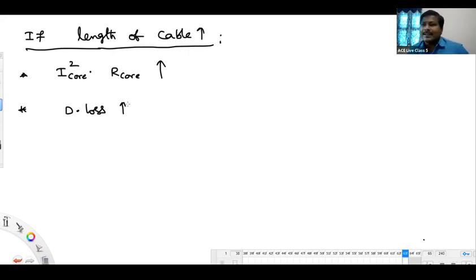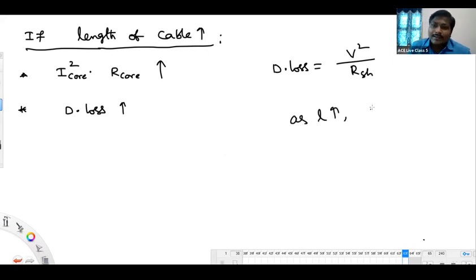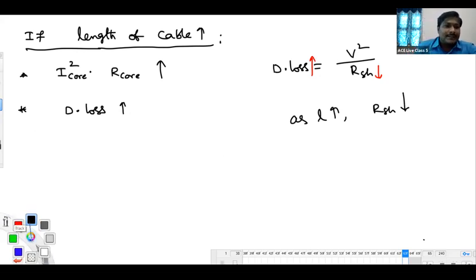Because you know that R is the shunt element. Dielectric loss, a simple formula if you write, is V square by R, V square by shunt resistance. So as length is increasing, shunt resistance value will decrease. If shunt resistance value is decreasing, then obviously dielectric loss is going to increase. So dielectric loss definitely increases.